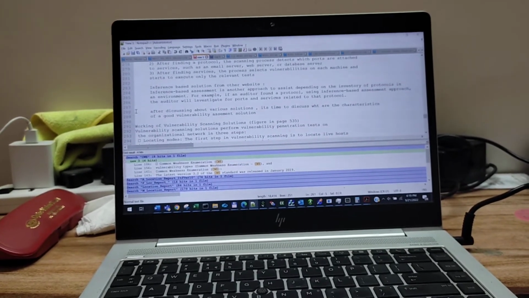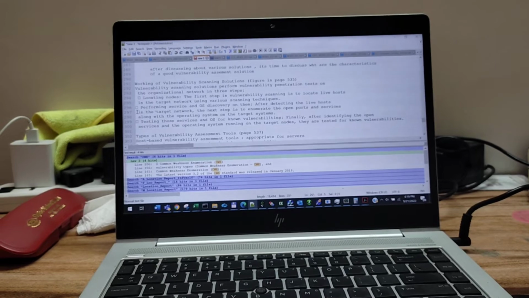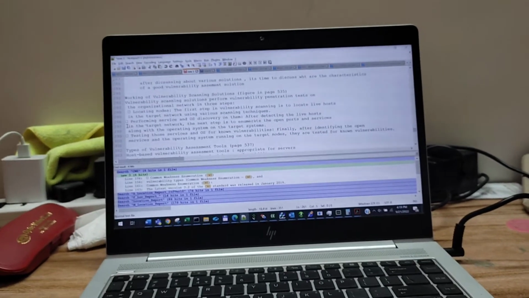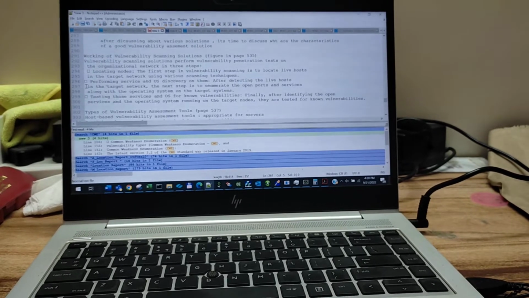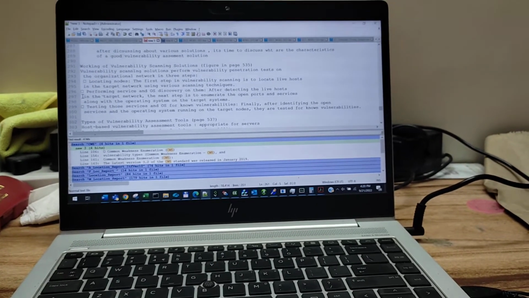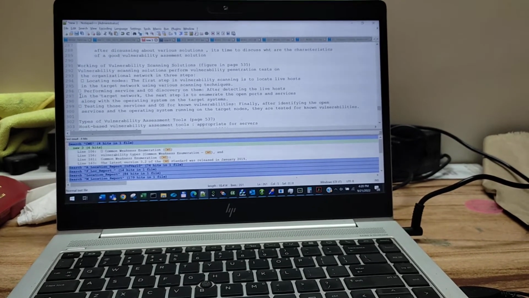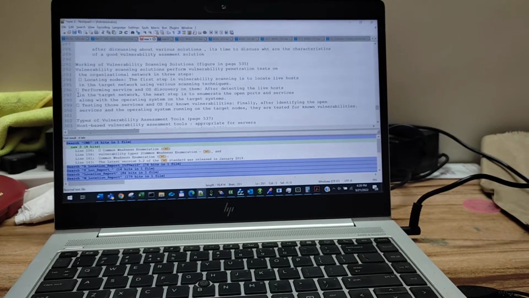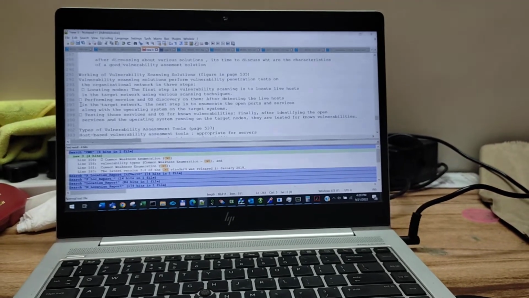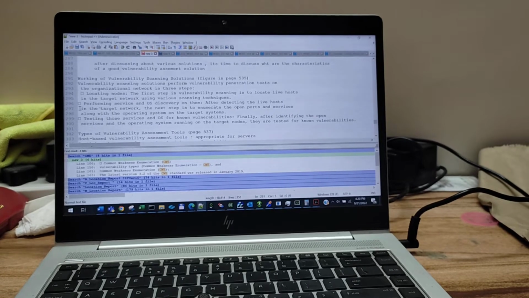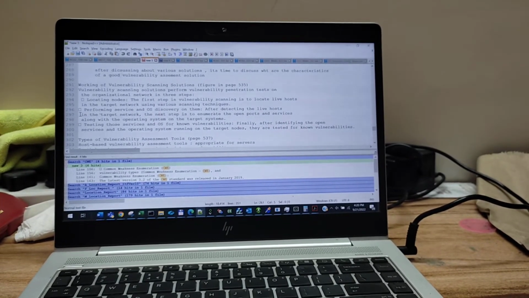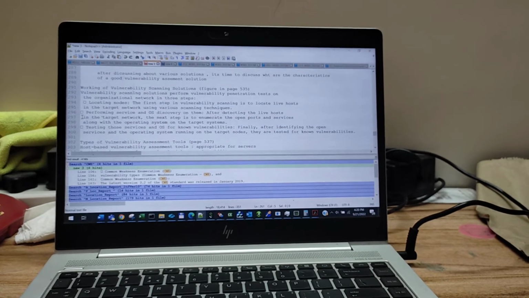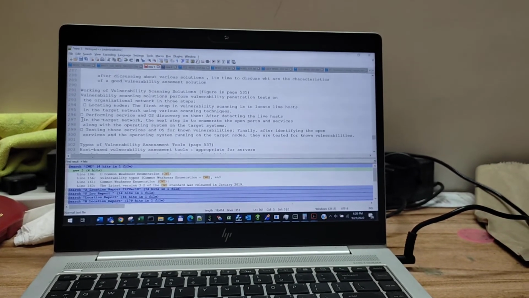Working of vulnerability scanning solutions. Okay, it's on page 535. Look at the figure on page 535. Vulnerability scanning solutions perform vulnerability penetration tests on the organizational network in 3 steps. Locating nodes: the first step in vulnerability scanning is to locate live hosts in the target network using various scanning techniques. Perform services and OS discovery on them.